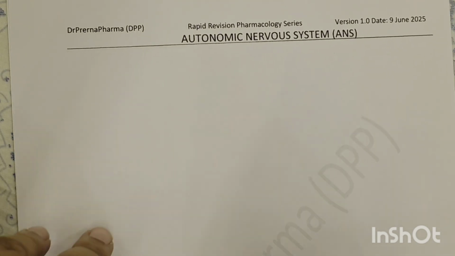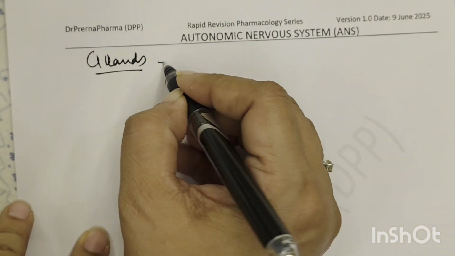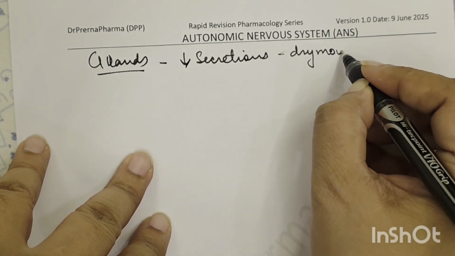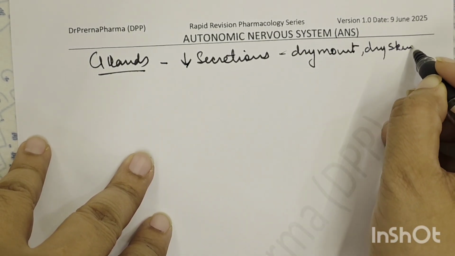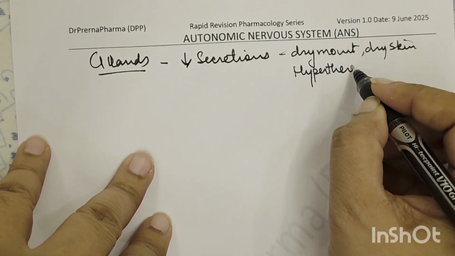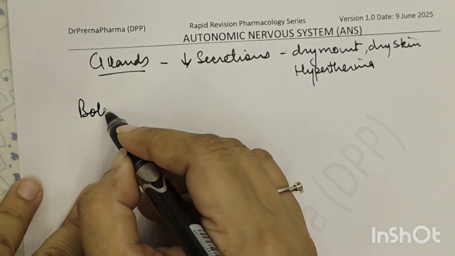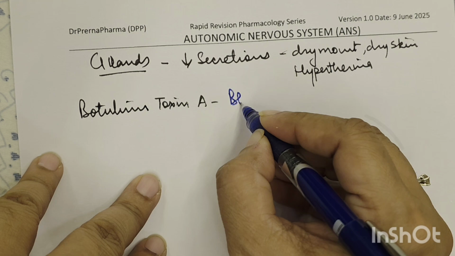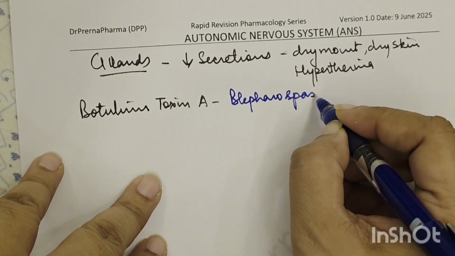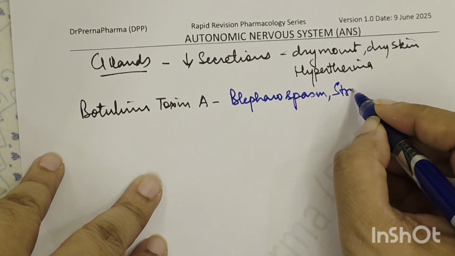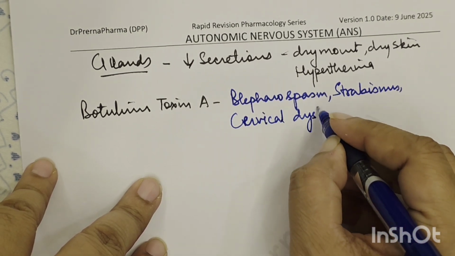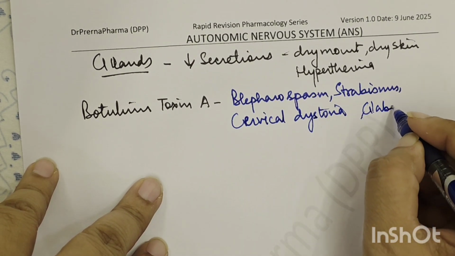Okay. Then other uses, coming to the other uses of anticholinergics also in their actions. On glands, they reduce the secretions and they cause dry mouth, right? They cause dry skin and they cause hyperthermia. Okay. Then botulinum toxin A is used in blepharospasm, then strabismus, cervical dystonia and glabellar lines.